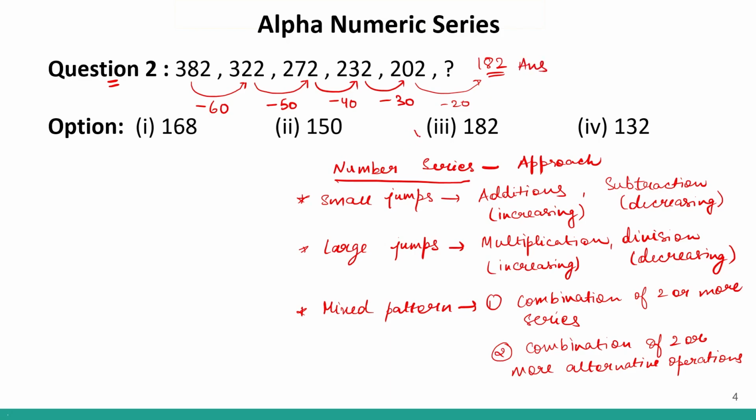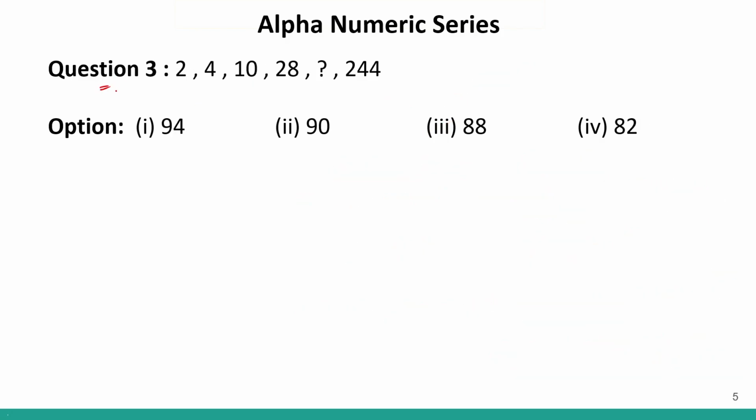182 is given in option number 3. So option number 3 will be the answer to this question. Clear? Question number 3. We have 2, 4, 10, 28 and 244. So let us look. 2, 4, 10, 28. We have to find the missing term, and 244. So 2 and 4, the difference is 2. 4 and 10, the difference is 6. 10 and 28, the difference is 18. So now 2, 6, 18.